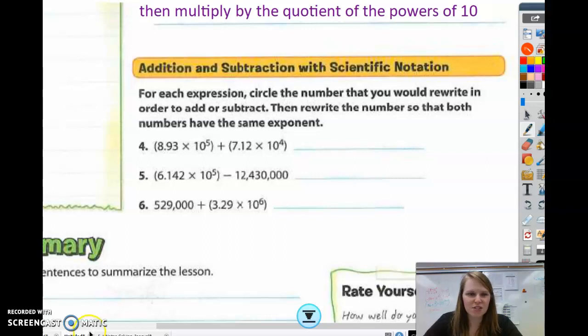All right, let's see if we can finish this up here. So this was saying for each expression, circle the number that you would rewrite in order to add or subtract. So when we add or subtract, we want these exponents to be the same.